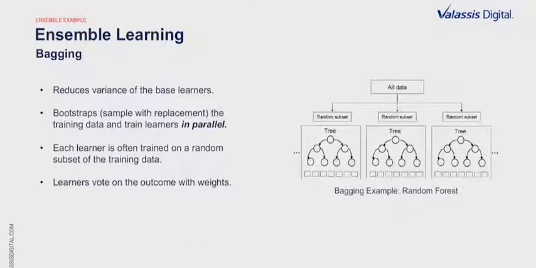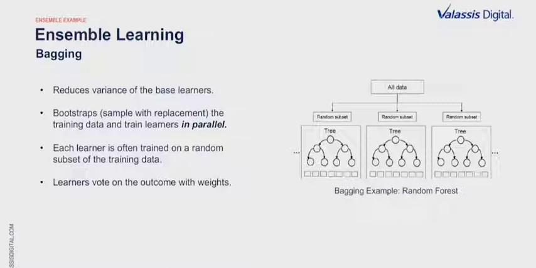So what are some examples of ensemble learning? The one that's, I guess, most commonly used is called bagging, which stands for bootstrap aggregation. In the case of bagging, the individual base learners are trained in parallel. It's usually used to reduce variance of the base learners. Each learner is often trained on a random subset of the training data and also on a random subset of the features. And when it comes time to make the prediction, each base learner is going to vote on the outcome using some weights. And the weights are probably going to be dependent on the accuracy of the individual base learner.